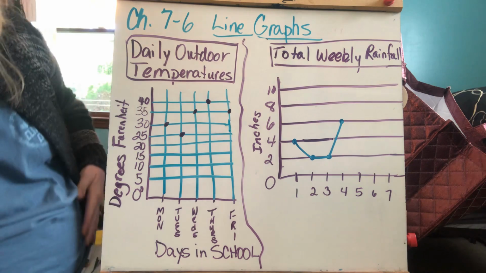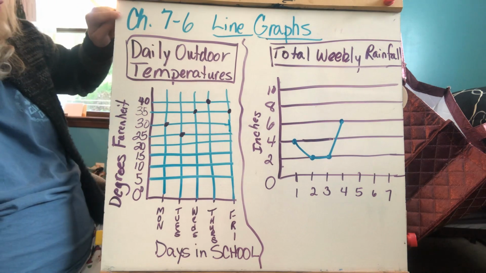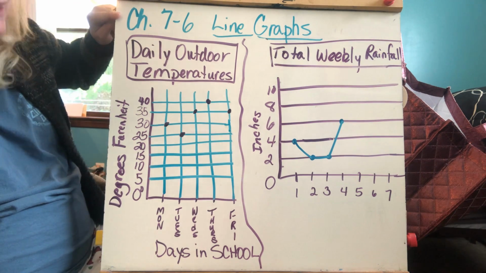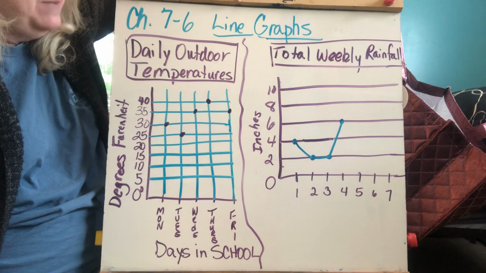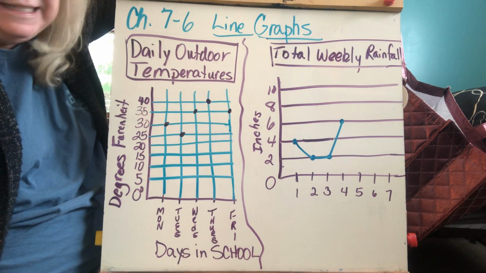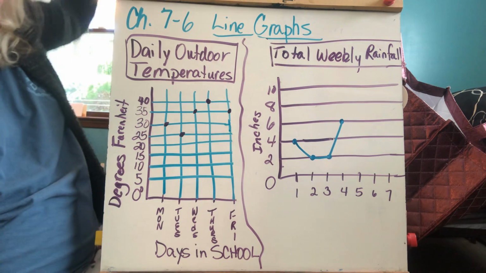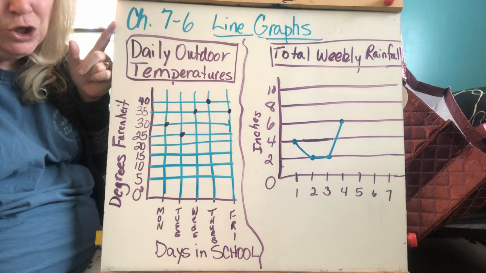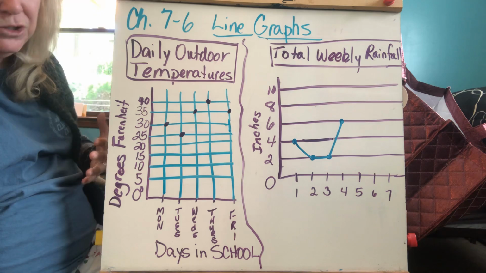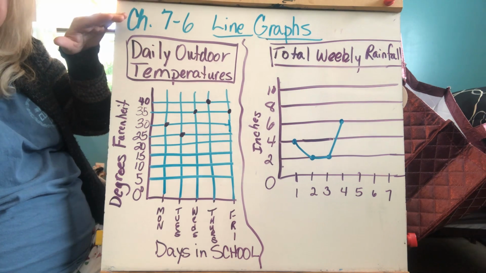So right now in your notebook, you should have chapter 7-6 written. You should have the topic of the chapter, which is line graphs, and today's date next to it. Then you should skip a line. I had to put mine kind of close because I only have this one little board to write on, but you should skip a line.